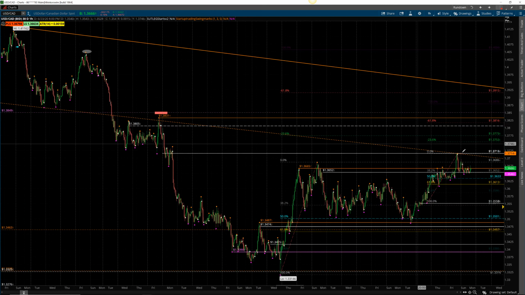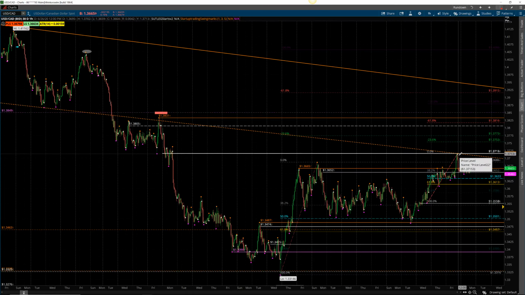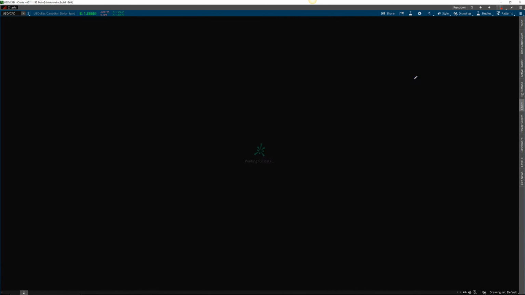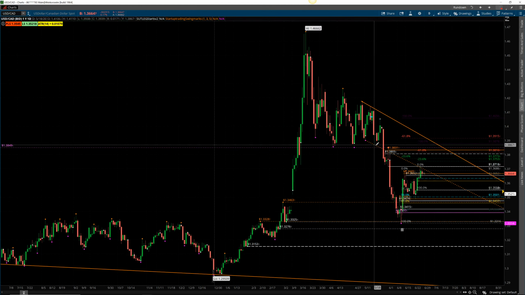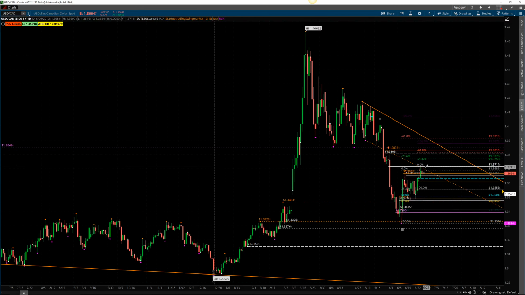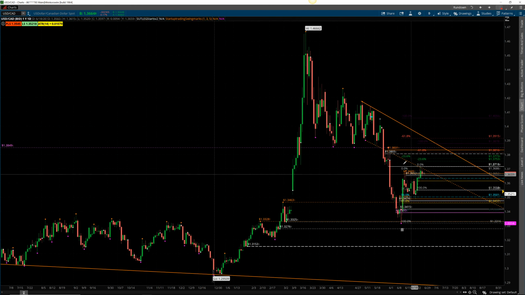There's also a trend line here that literally tagged to the tick. A break above this trend line... let me show you what that trend line's from. It's on the daily chart, but it's swing low, swing low, swing high, swing high. If we can crack that trend line, that's also going to break what you could argue is a head and shoulders pattern.